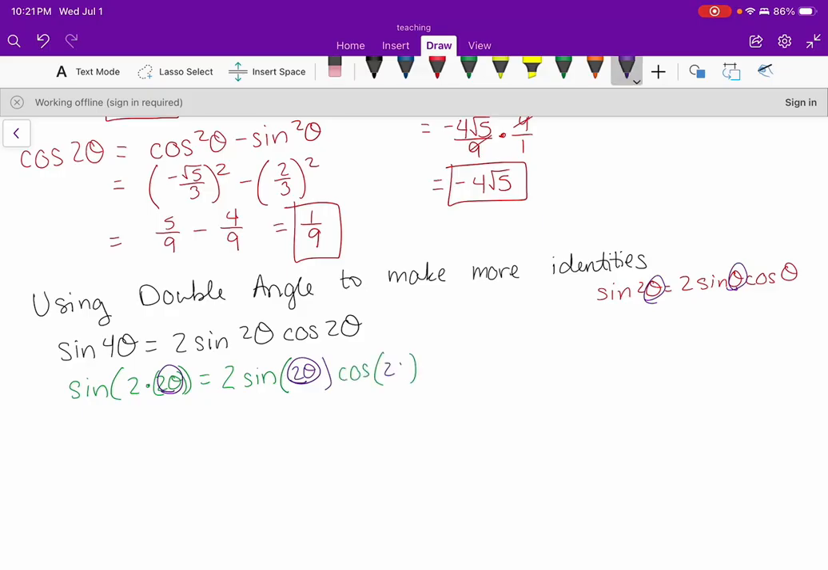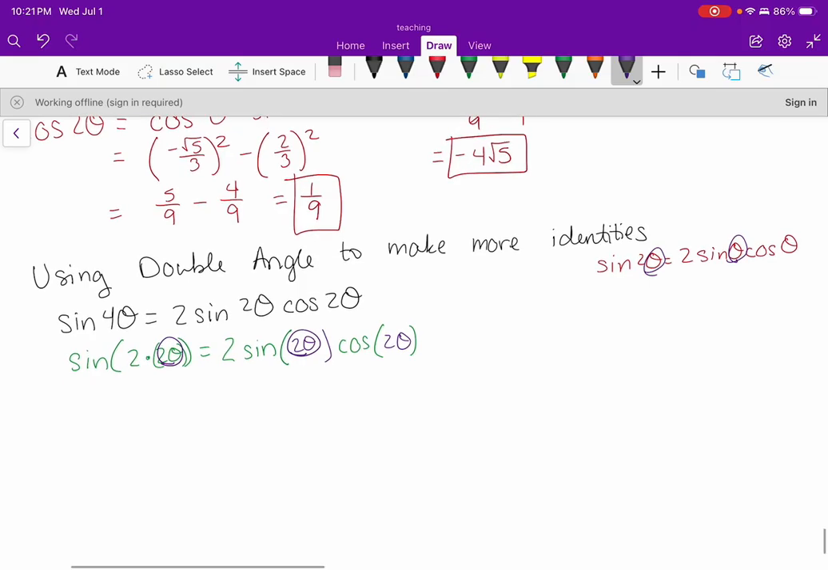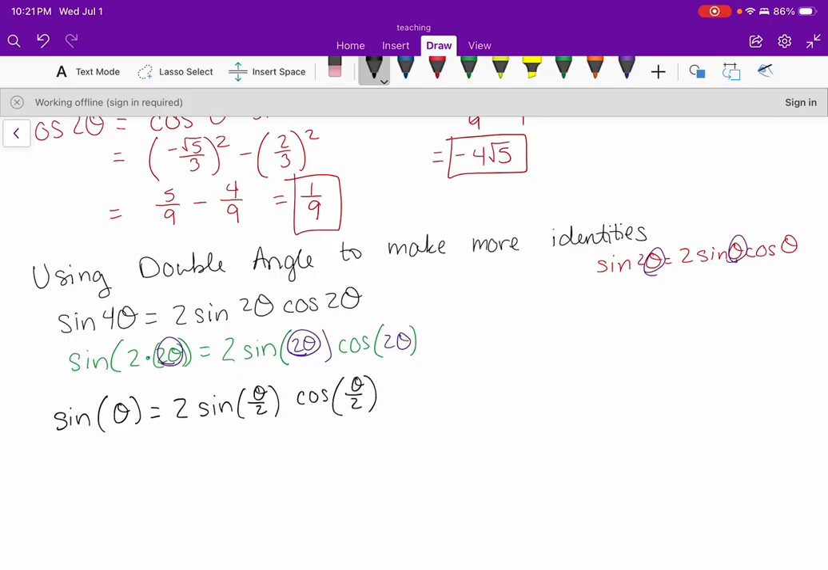I do think it's pretty tricky to make the new identities. It's not something I personally ask my trig students to do often, but if you are someone who's going into the calculus series, it does come up there. Another example is we could take sine theta, and this would be 2 sine theta over 2 times cosine theta over 2.